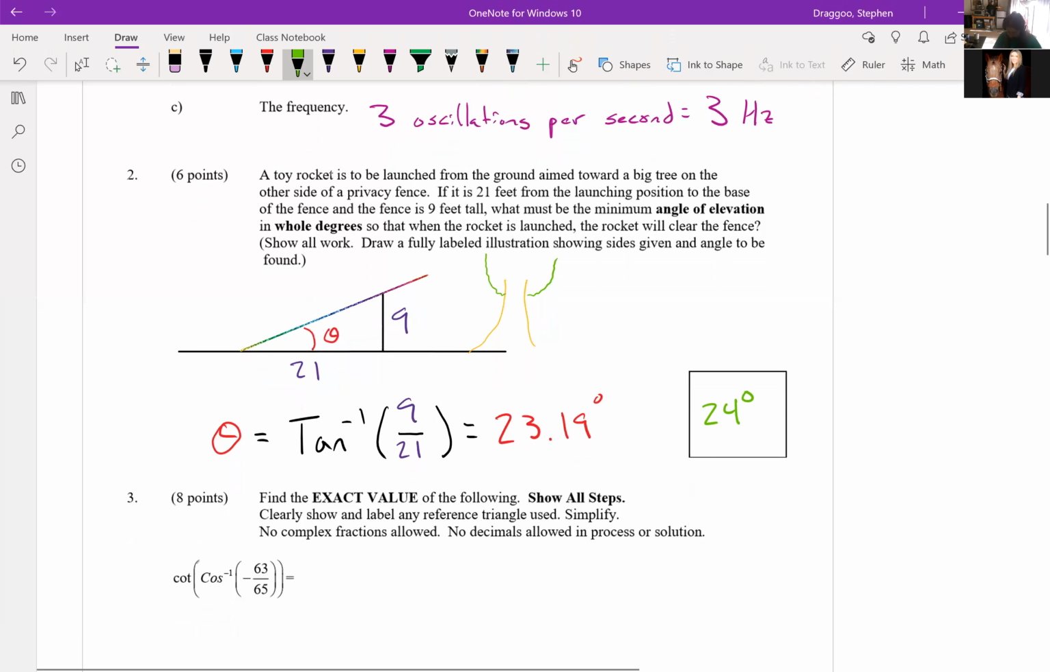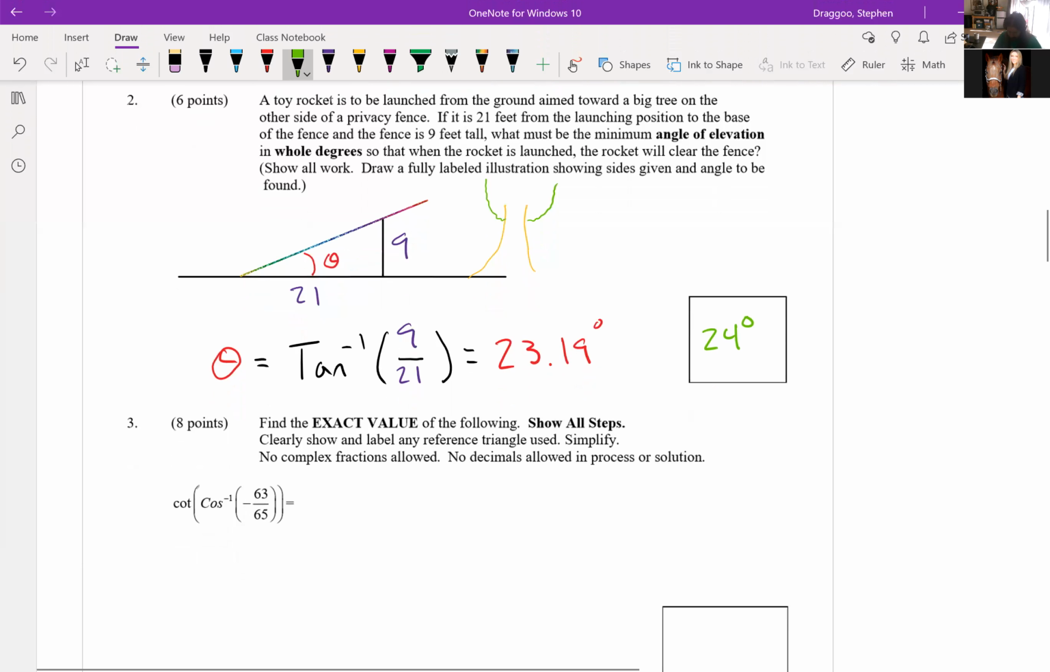Most of the time, if I say round to whole degrees, you would just round appropriately. Up if it's 0.5 or higher, down if it's smaller than 0.5.